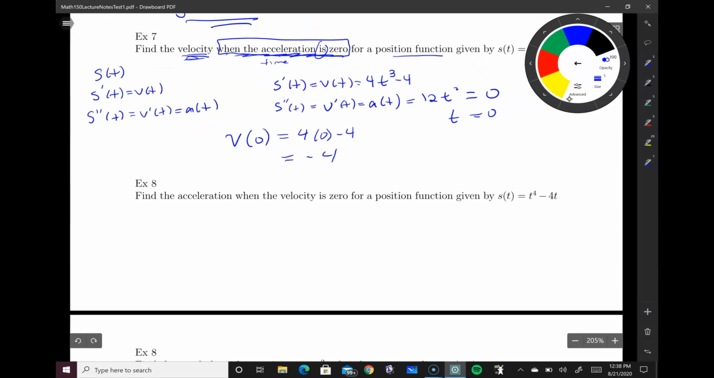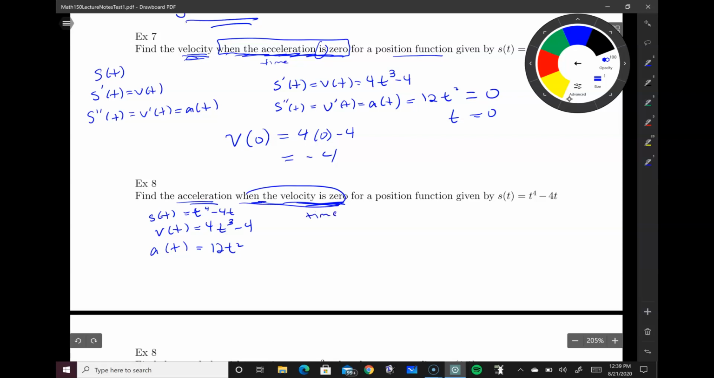All right, so this one is different. So find the acceleration when the velocity is 0. And I'm giving you the same equation here. So my s of t is t to the 4th minus 4t. My velocity is one derivative, 4t cubed minus 4. And then my acceleration is one more derivative, right? 12t squared. Okay, so this is going to tell me where the time is.